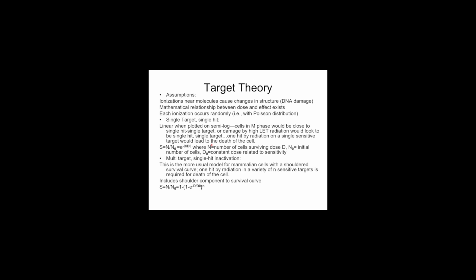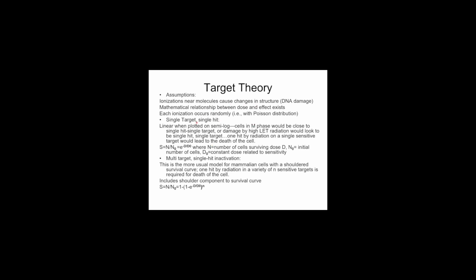So what are the assumptions of target theory? What assumptions did Puck and Marcus make at the time? They said that 1, there are ionizations taking place in your molecules that cause some sort of structural change. Turns out we know now it was DNA damage. They said number 2, that there is a mathematical relationship between dose and effect. And the third thing they said is that each ionization event occurs randomly. Therefore, if it is random, it follows a Poisson distribution, not a normal distribution or many other kinds of curves.